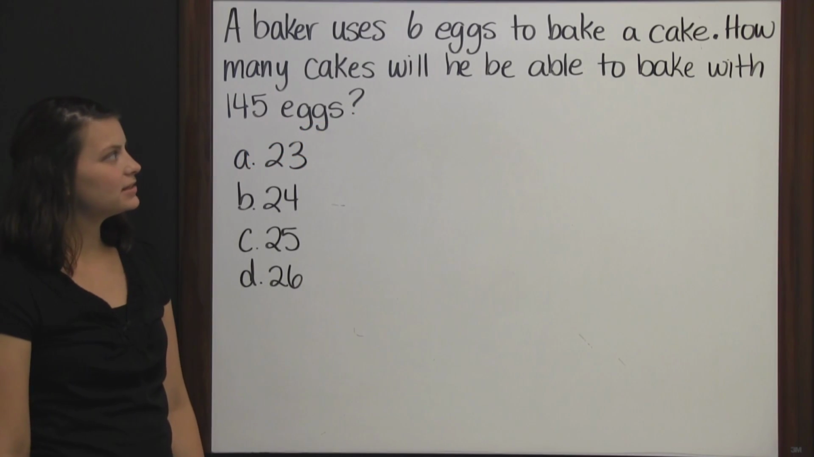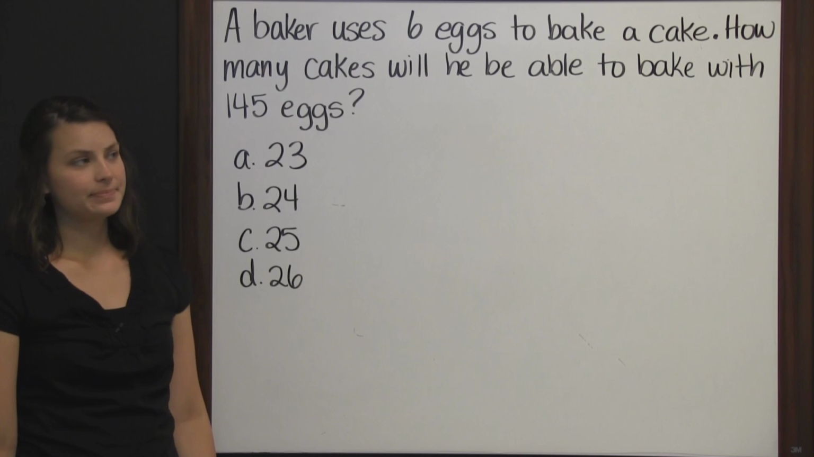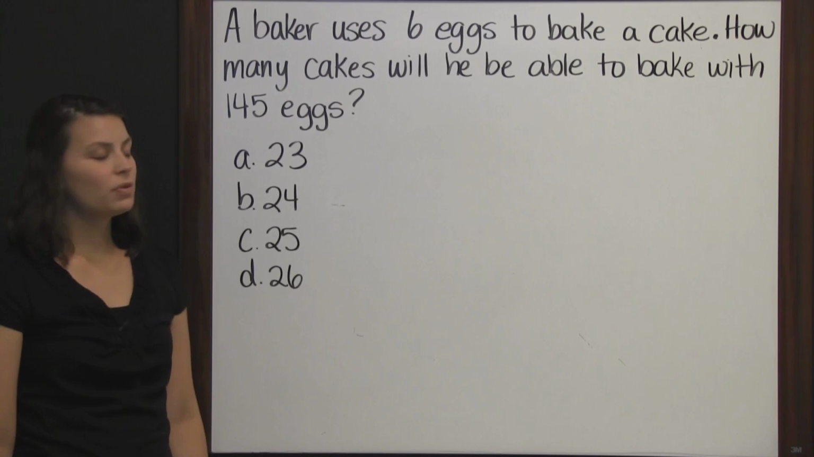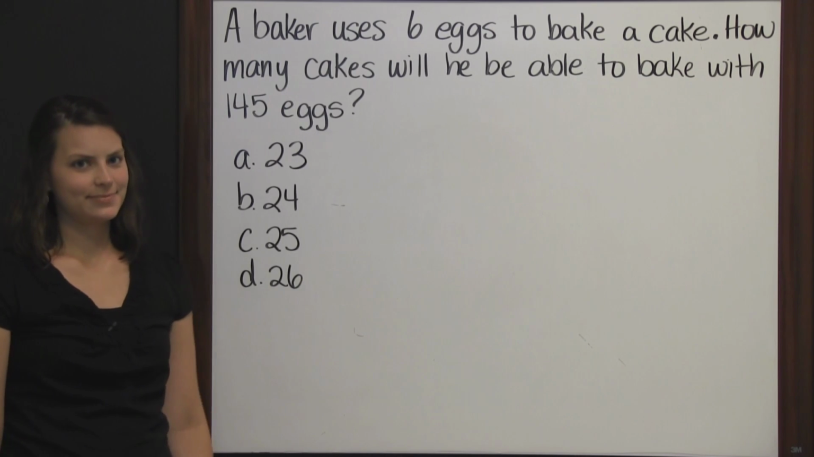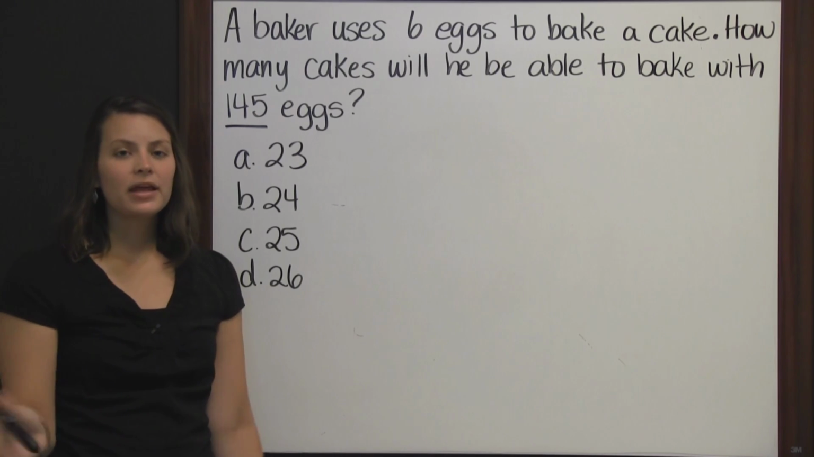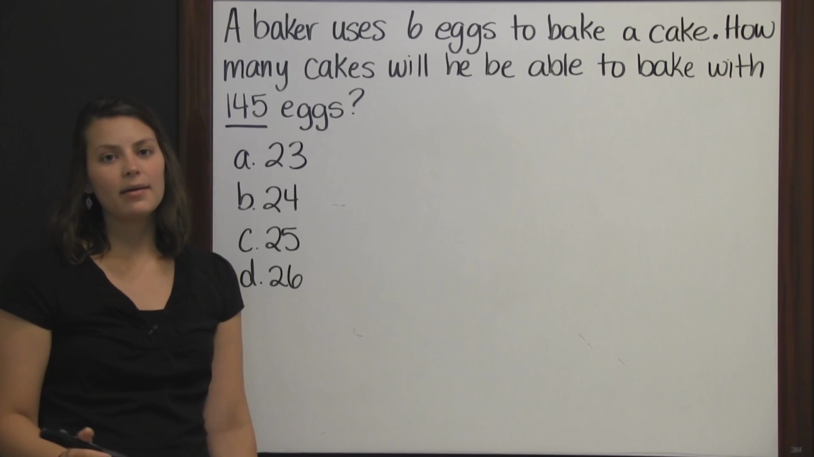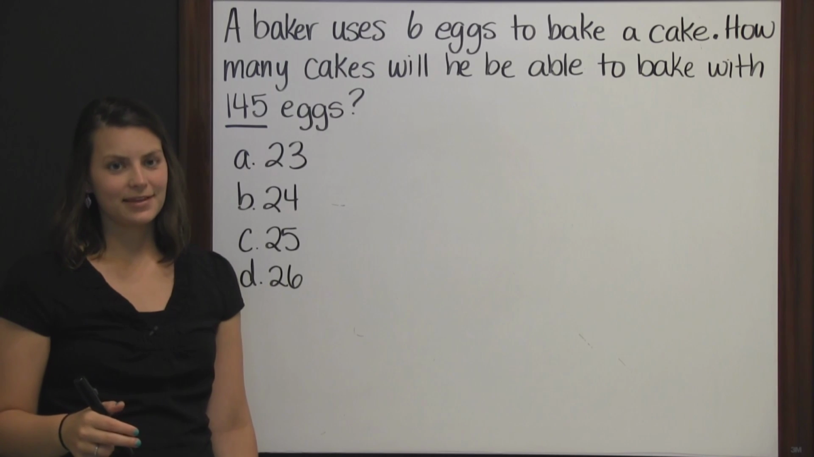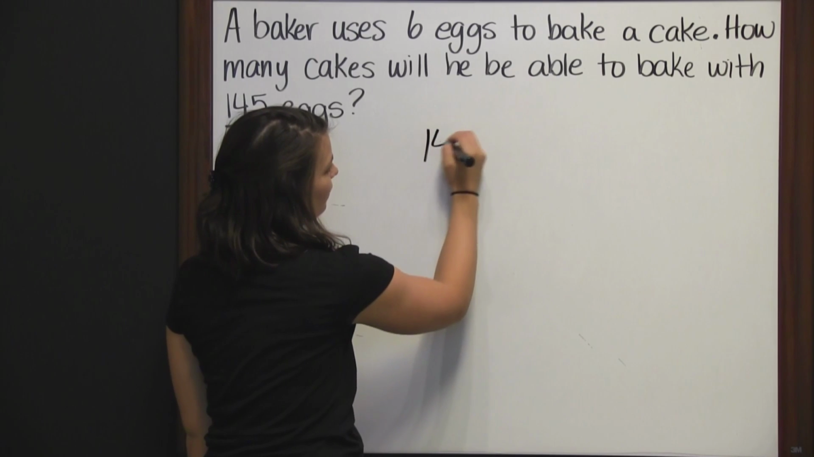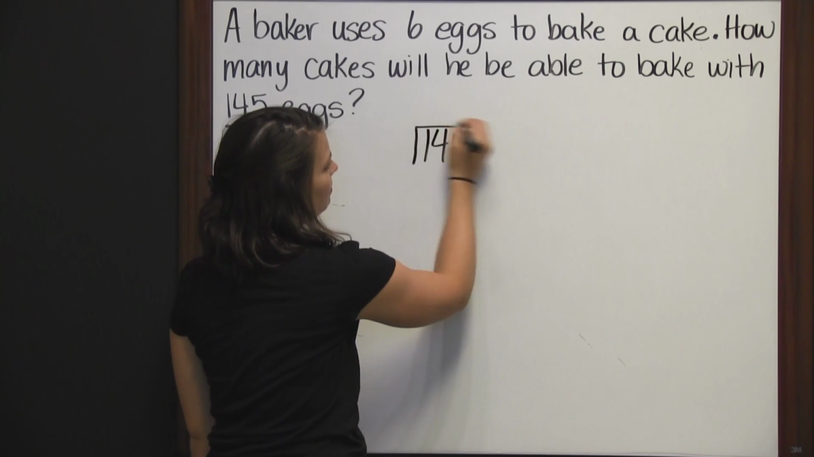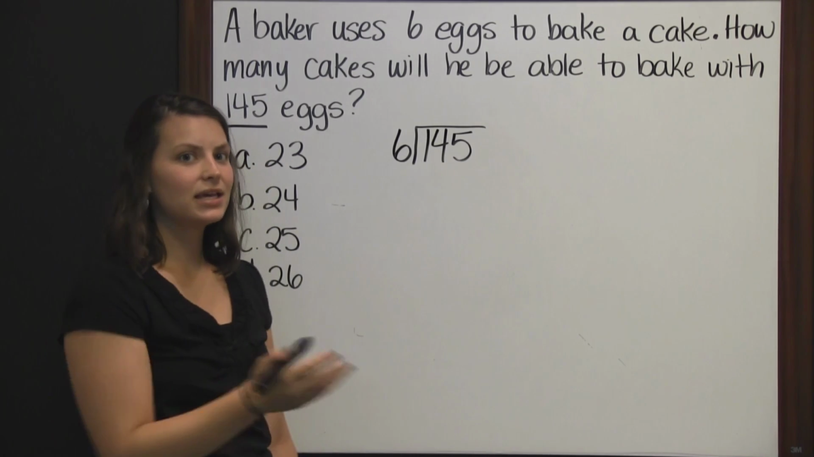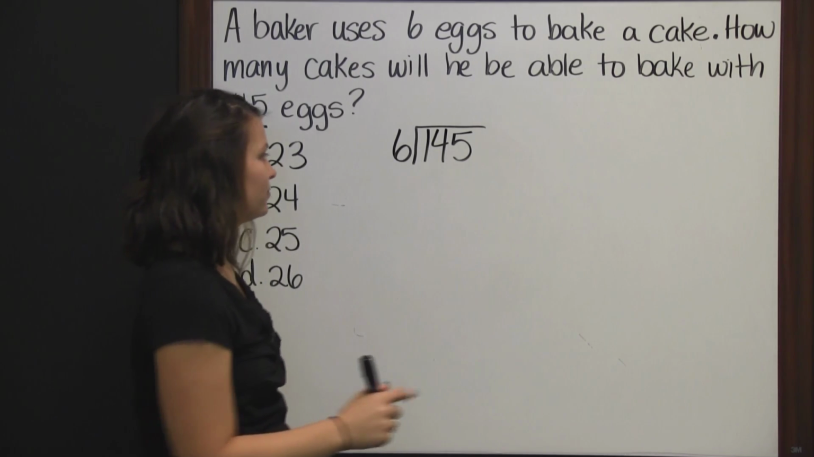A baker uses 6 eggs to bake a cake. How many cakes will he be able to bake with 145 eggs? So we have 145 eggs to split up or divide up to make cakes. And the key word there is divide. So we take our 145 eggs and divide it by 6 to see how many cakes we can bake with 6 eggs in them each.